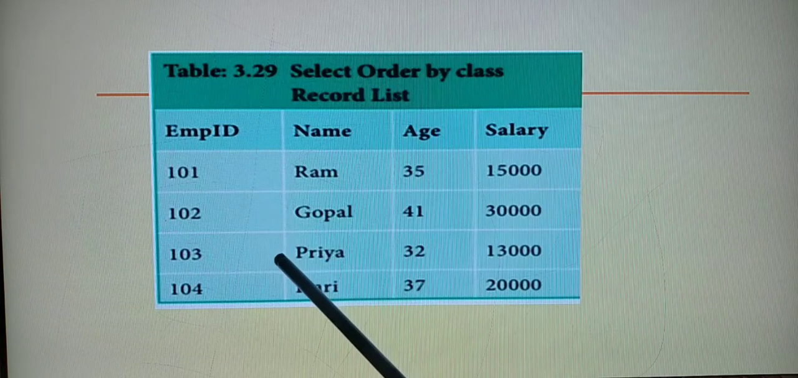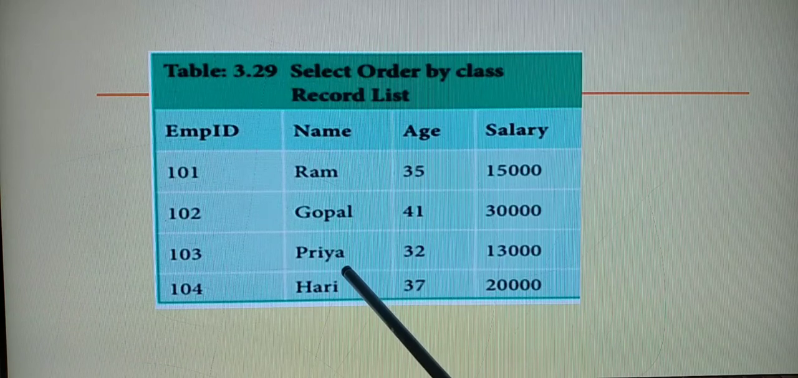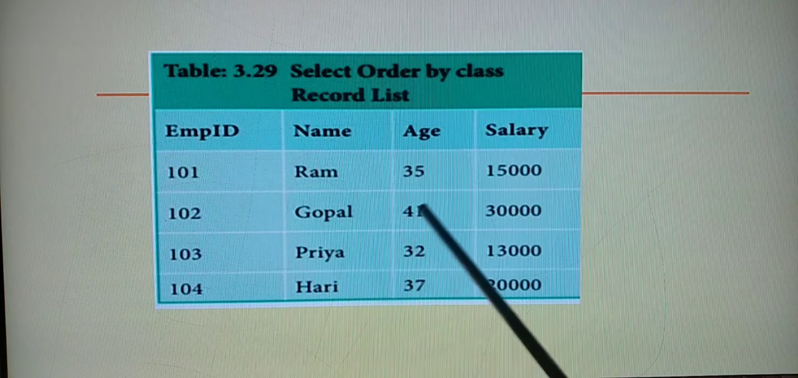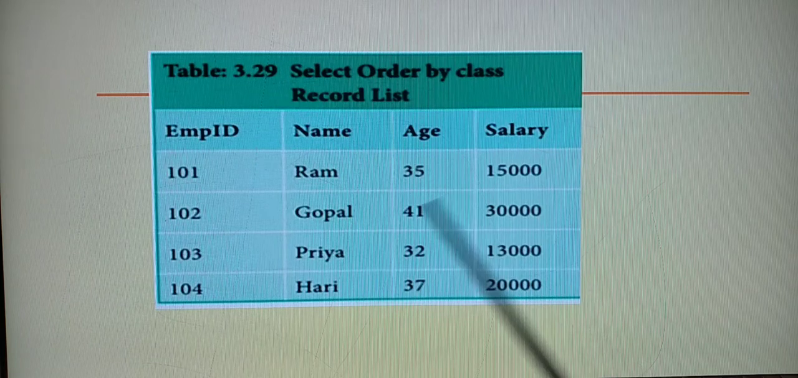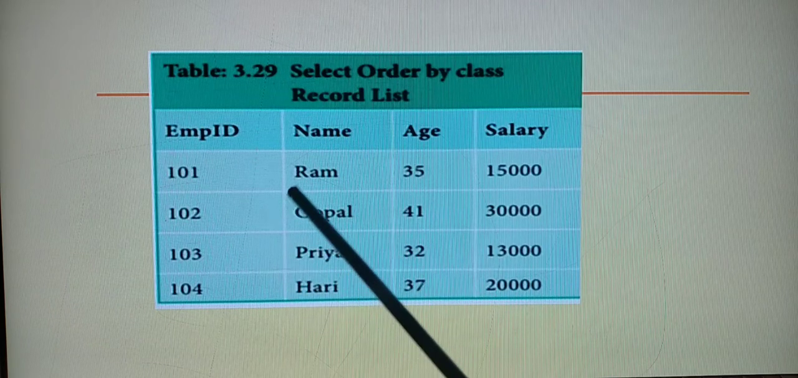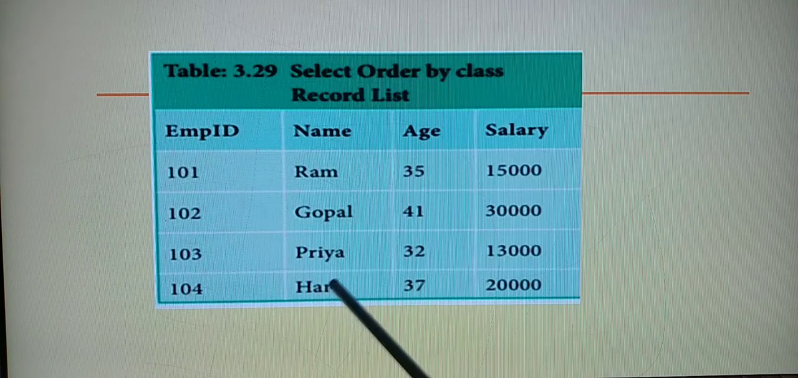The employee ID data type is integer. Similarly, name data type is varchar. Age data type is integer, and for salary the data type is also integer. So this table has 4 columns, that is 4 attributes, and it has 4 records, that is 4 rows. Now we can see the syntax.